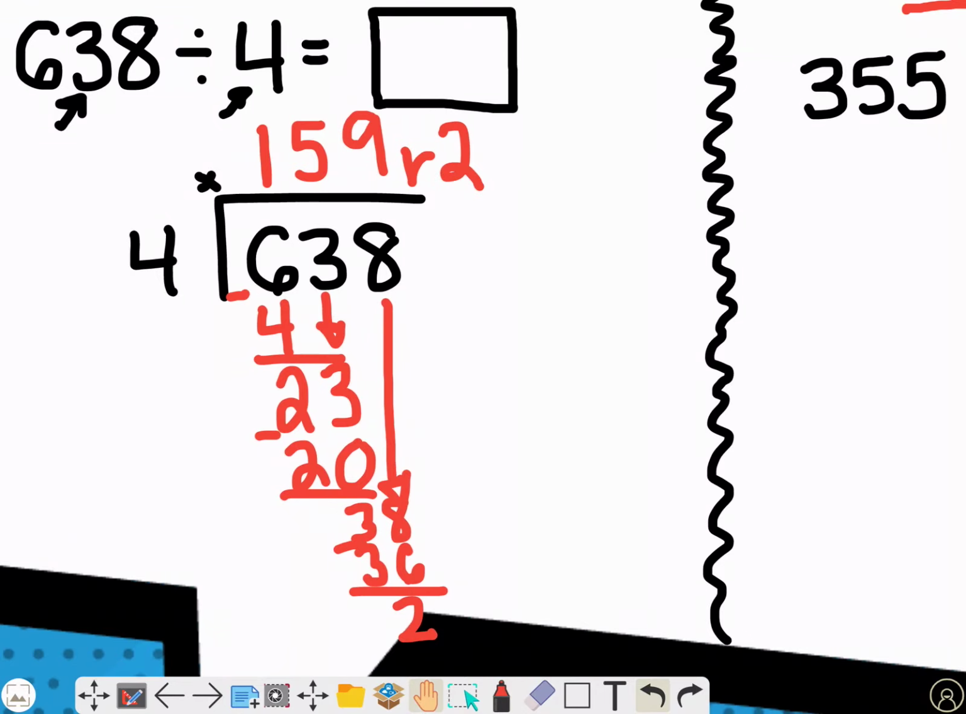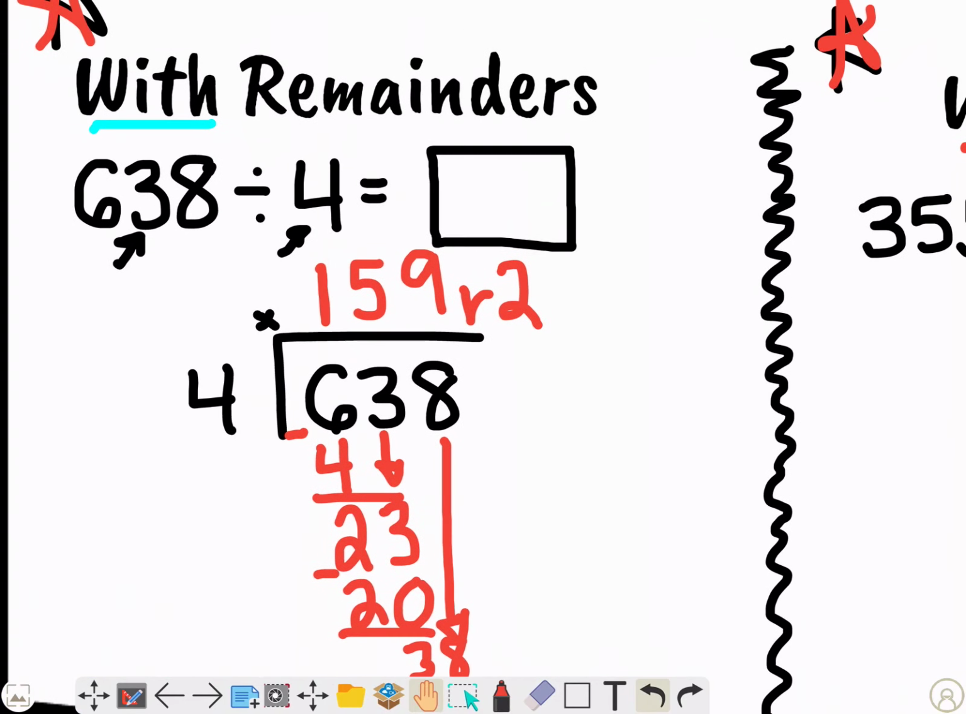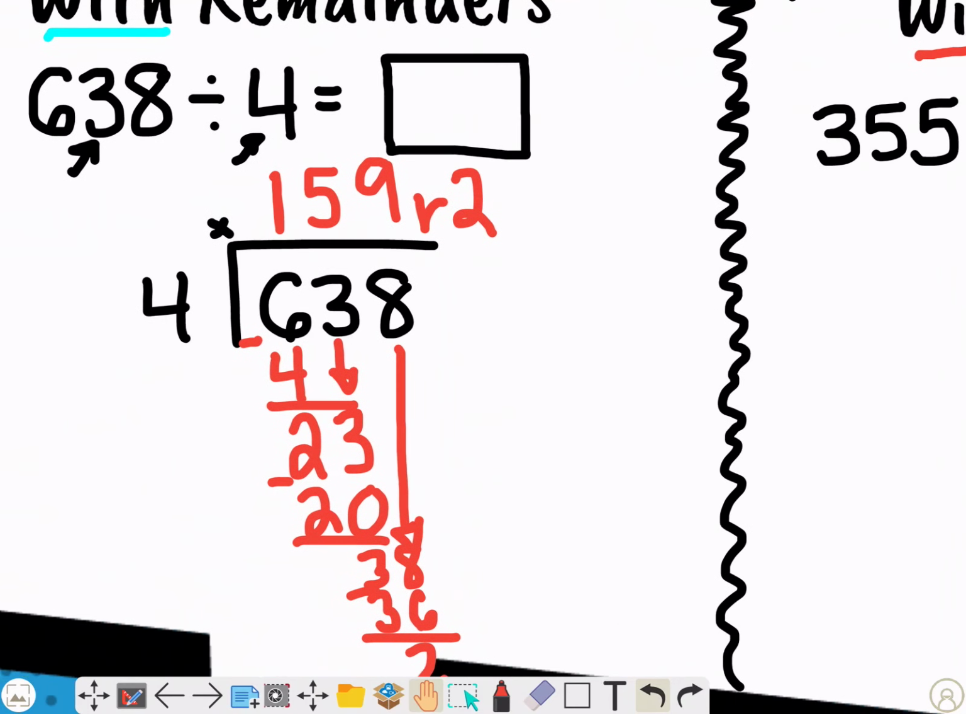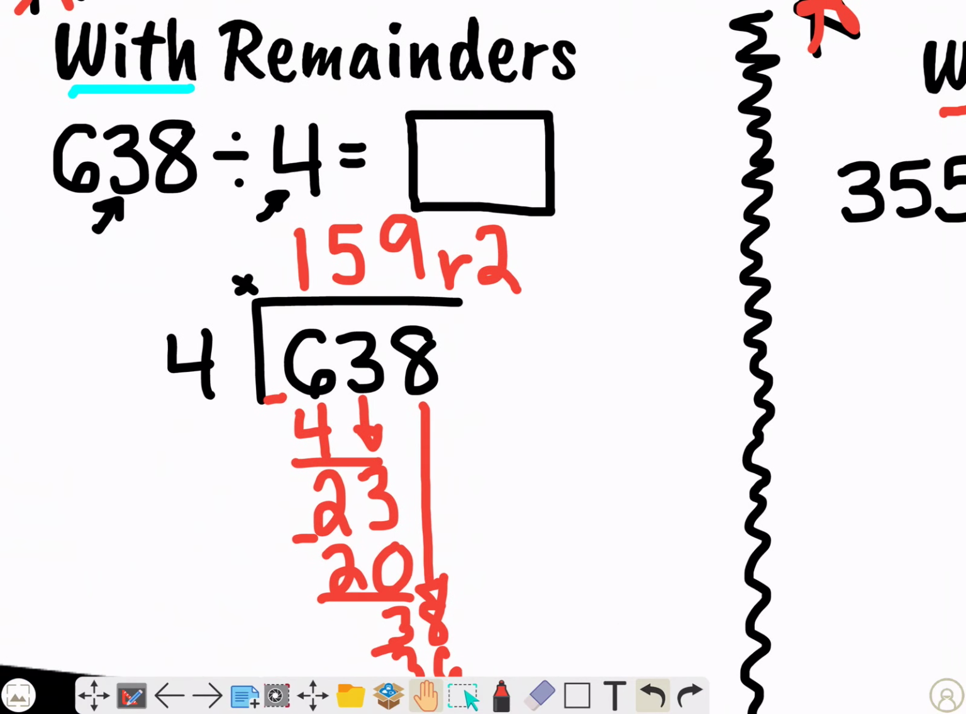Now, some problems in the real world, you're going to have remainders, and some problems you're going to have without remainders. Let's give an example. Let's say I had 638 tires, and every car needs 4 tires, so how many cars will get 4 tires? Well, 159, because a car with less than 4 tires is not going to do you a whole lot of good, so you would have a remainder of 2 tires left over. You wouldn't break apart those 2 tires into something smaller.